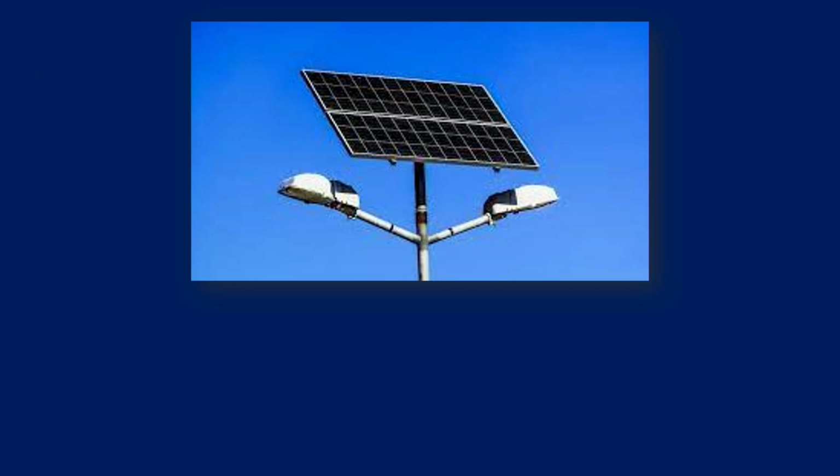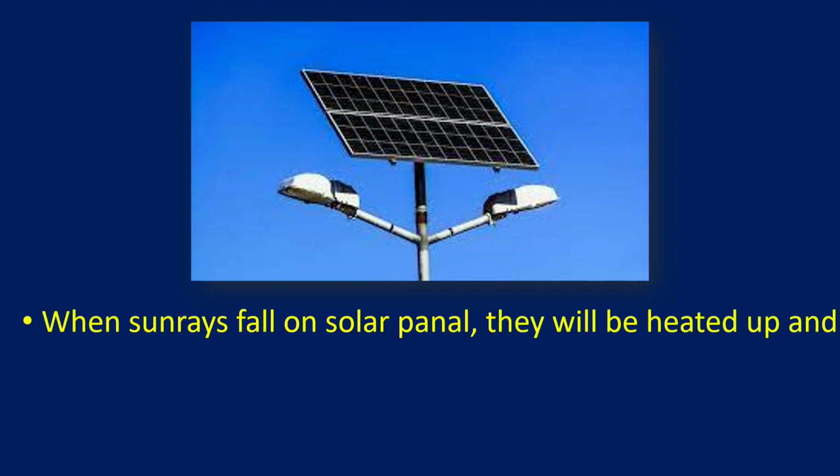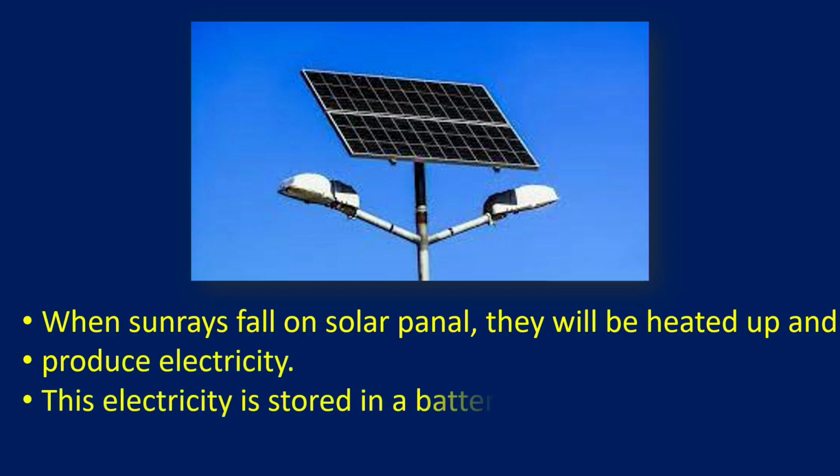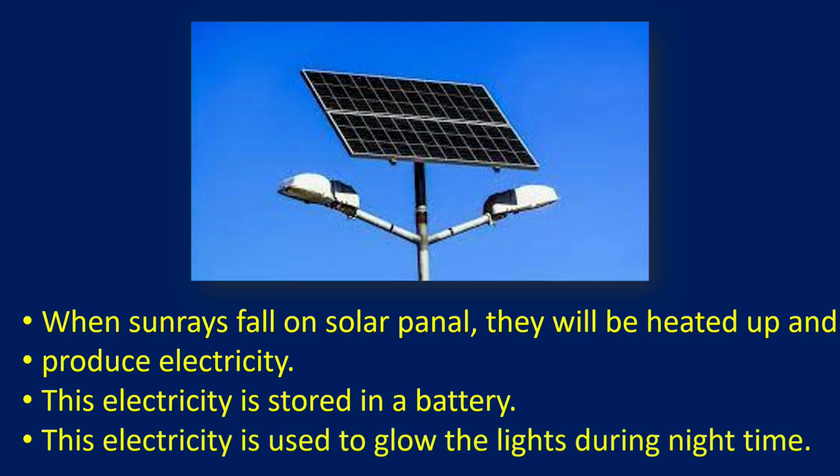Now children, have you ever observed? It is a solar panel. When sun rays fall on a solar panel, it will be heated up and produce electricity. This electricity is stored in a battery. This electricity is used to glow the lights during night time.